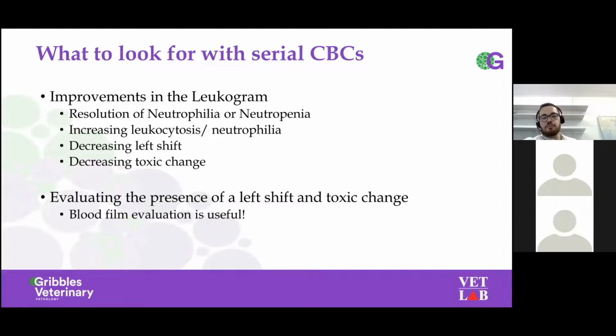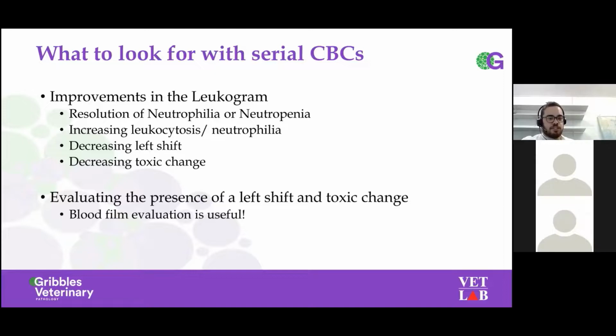And in a similar vein, a resolution of a neutrophilia or resolution of a neutropenia can also suggest an improved inflammatory picture. But again, keep in mind the resolution of a neutrophilia can be a little bit dangerous. What the patient looks like clinically is really important in that aspect, because again, has that neutrophil count normalized because the patient is better, or is tissue demand starting to outpace marrow production?